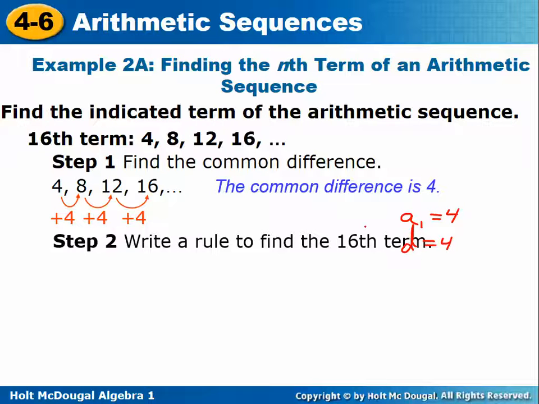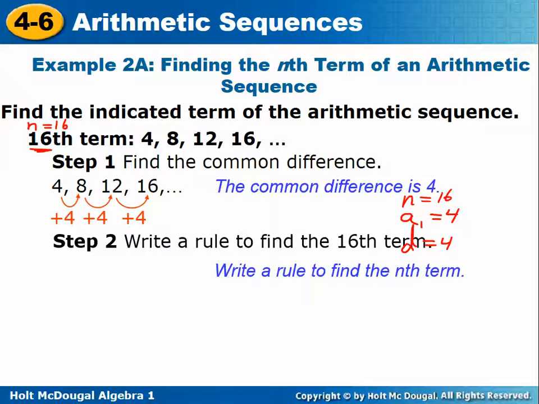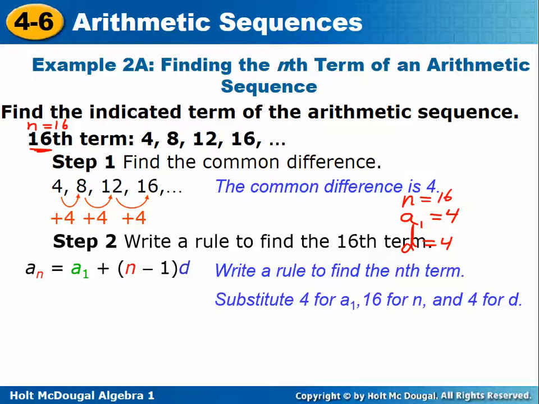So now we're going to write the rule. That's all we really need, and we also need to know that they're looking for the 16th term, which is our n. So we have that n is equal to 16. The first term is 4, and we just found that D was also equal to 4. So now we plug those into our formula. So a sub 16, the 16th term, would equal 4 plus, then we use our n, that was 16, 16 minus 1 times 4.